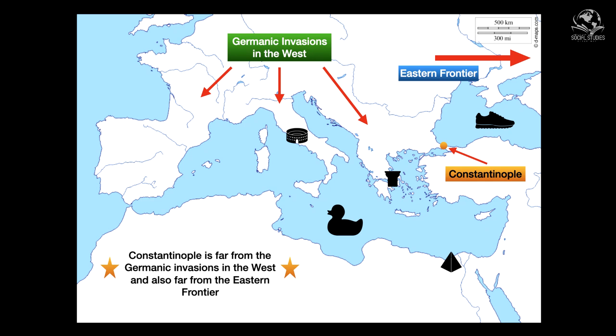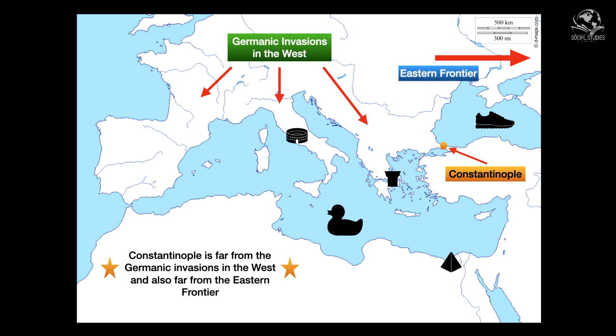So, the main thing you're looking at here is Constantinople is far from the Germanic invasions in the west. If you remember, when we talked about Rome and the fall of the Western Roman Empire, there are Germanic invasions that are attacking the Italian peninsula, what was called Gaul but is currently France, and Constantinople is not really close to it, so they're very safe and protected.